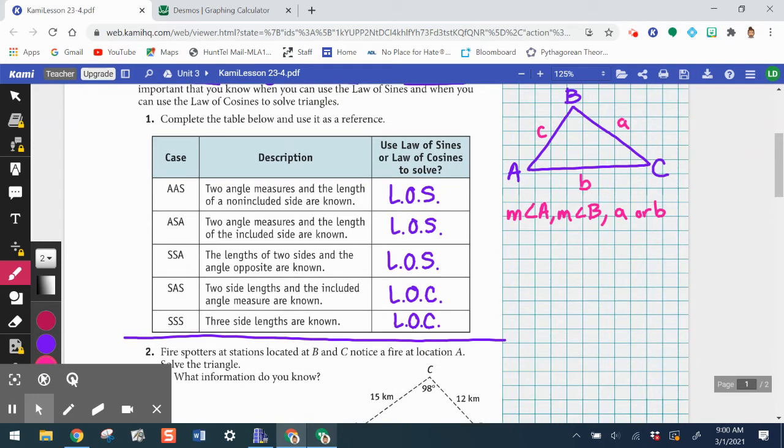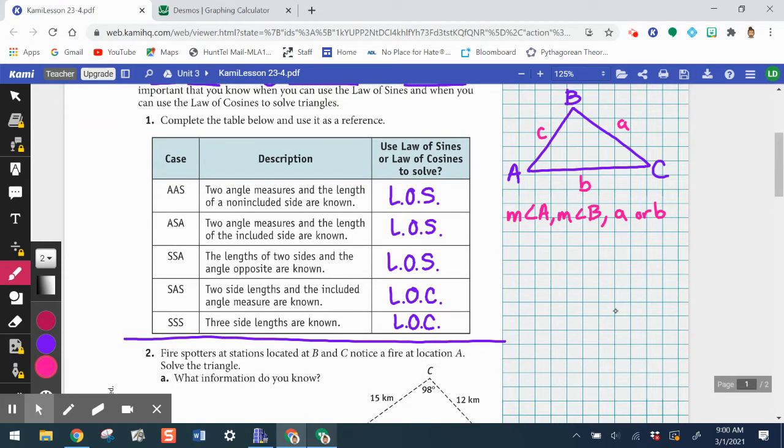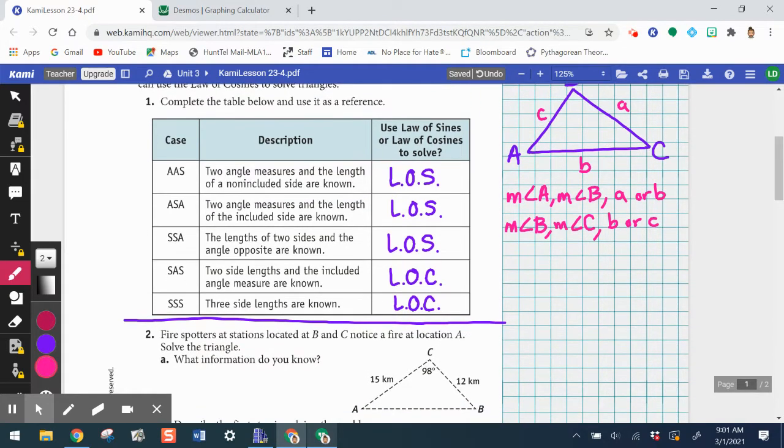Now, of course, there's other combinations. You know, we could have the measure of angle B and the measure of angle C, and either have the length of B or the length of C. If we have 3 of these measures, we can use the law of sines. And likewise, there's one more combination. If we have the measure of angle A and the measure of angle C, then we could also know the length of A or C, and again, use the law of sines.